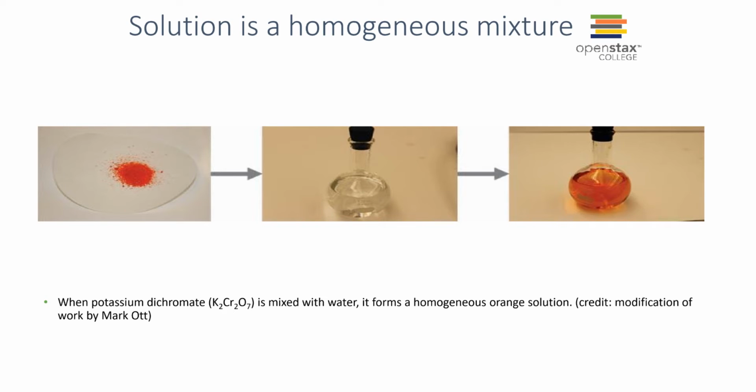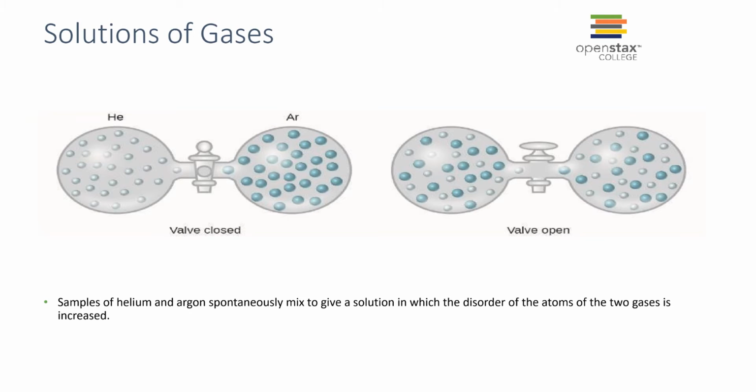What does a solution look like? Remember here that a solution is a homogeneous mixture. So if we took potassium dichromate, this nice yellow powder, and put it in water, we are going to get a homogeneous, we can't see the components, nice solution. Our solutions don't have to involve water. Solutions can be of gases. For example, if we mix helium with argon, we are going to get a solution. It's a solution because it's a homogeneous mixture. We can't see the components, and it's going to be a nice, even mixture.